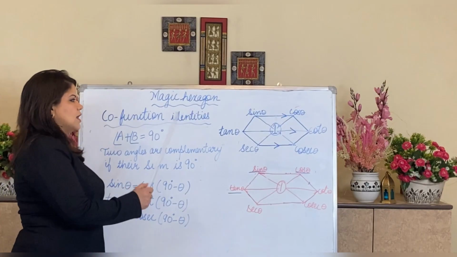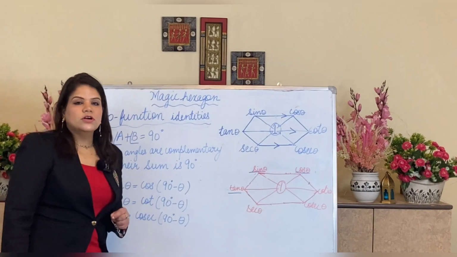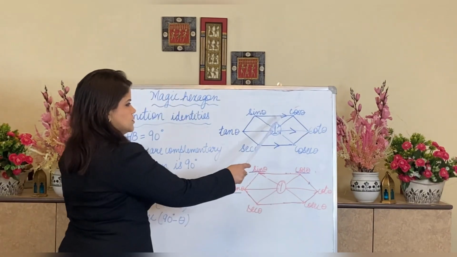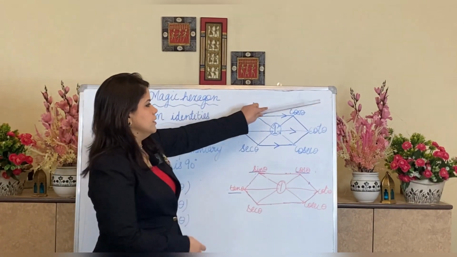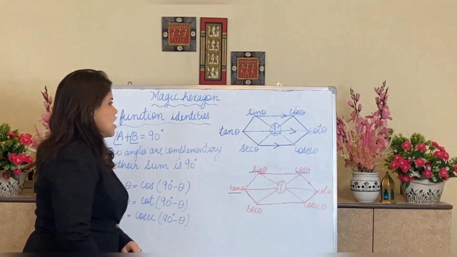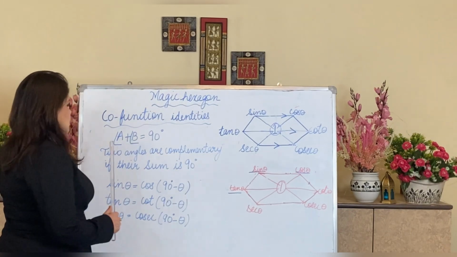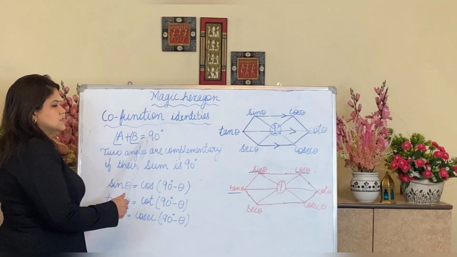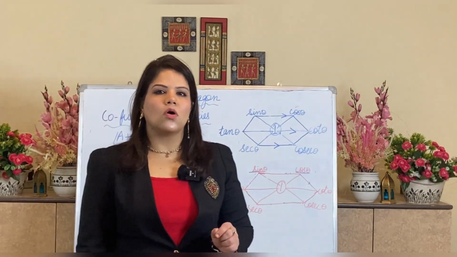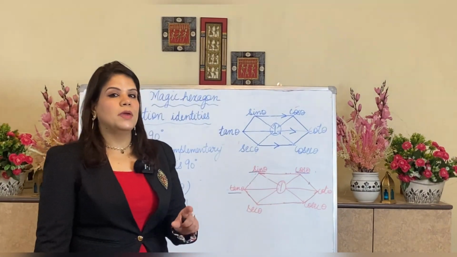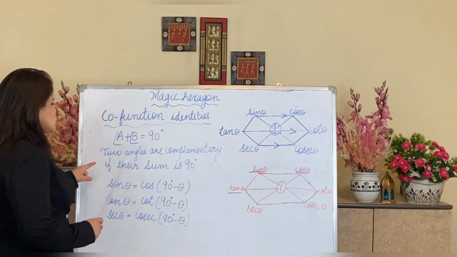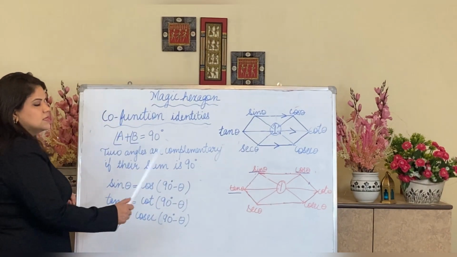In cofunction identities, we will take care of these arrows first. These arrows will be going towards this direction in all 3 cases. Now the other thing which you need to remember is angle A plus angle B is equal to 90. You remember which 2 angles are complementary. If their sum makes 90 degrees, then those two angles are complementary. So two angles are complementary if their sum is 90 degrees.